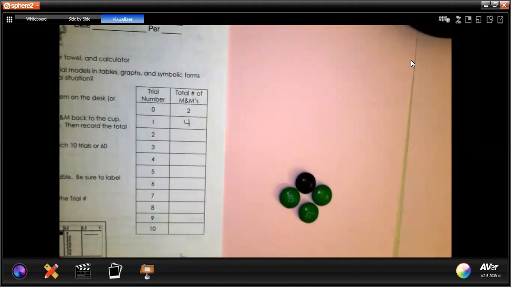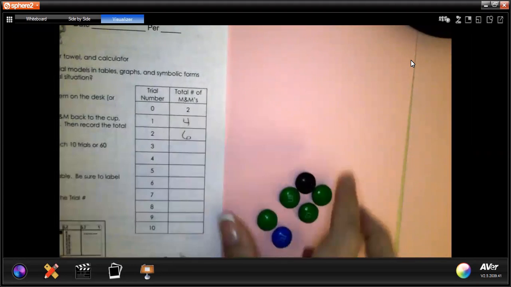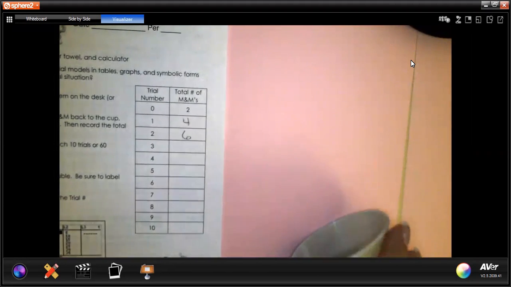Again, we're going to roll them. In this case, again, we had 2 M&Ms with M on top. The other 2 are the other way. So I'm going to add 2 more to my trial now. So now we've got 6 here. We're going to take these 6, put them back in our cup. We're going to roll those again.